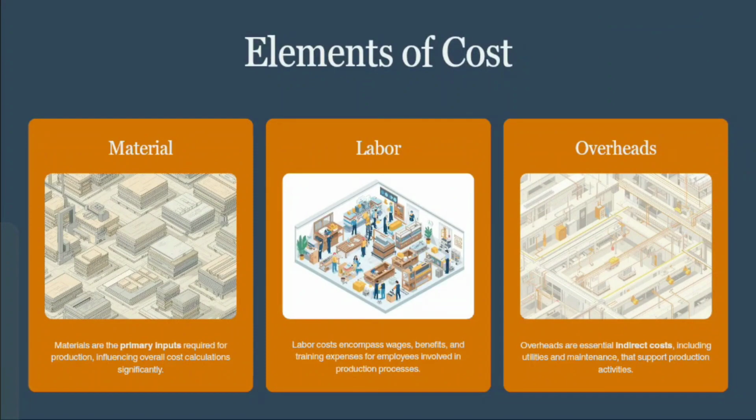Element costs. The cost of production mainly consists of three basic elements. Material cost. This includes raw material, components, and parts used to make the product. Labor cost. This includes wages paid to workers who are directly or indirectly involved in the production. Overhead cost. This includes all indirect expenses like lighting, depreciation, rent, administration expense, and selling cost. These elements help us break down the total production cost.